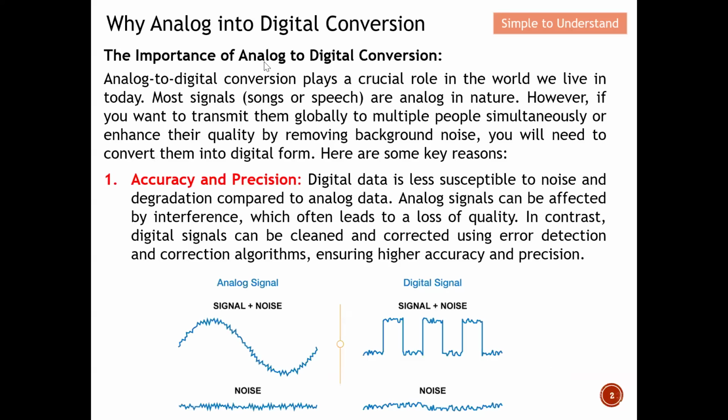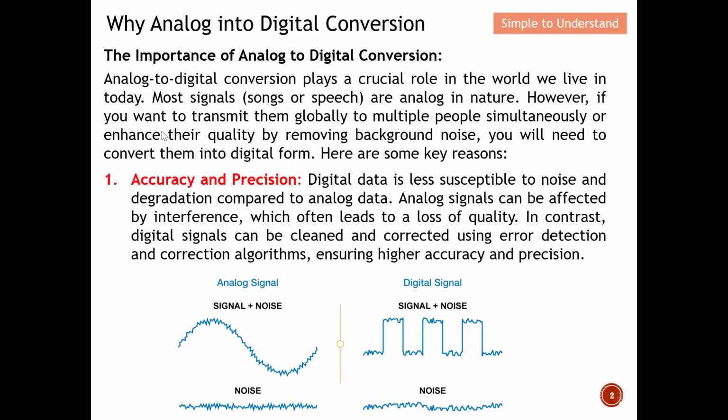Let's quickly take a look at why we need to move from analog signal to digital signal. As I explained earlier, most of the signals can in fact be analog in nature. Why we need to have an A to D converter and also later on a D to A converter. In this video I will explain why there is an urge to move from analog to digital conversion. The analog to digital conversion, in fact, plays a critical role in the world that we live in today. Most signals, for example the song or, as I mentioned, the speech, are all analog in nature.